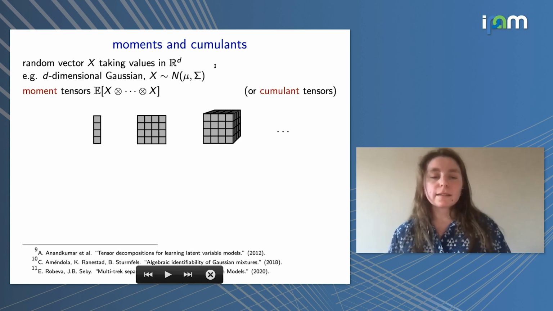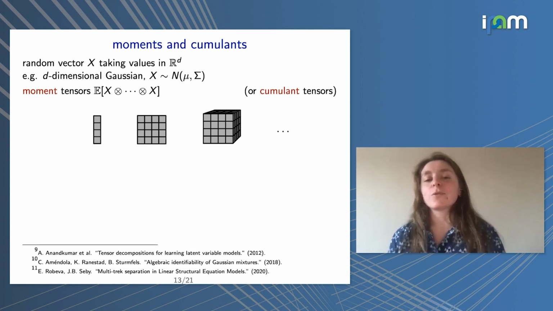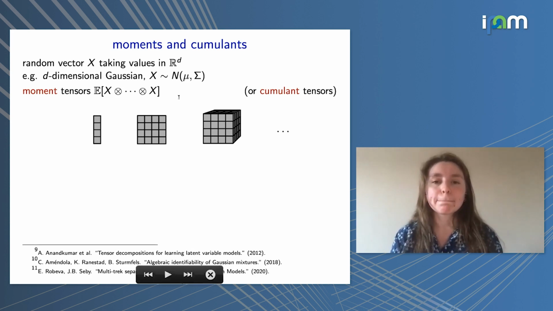All right, and given a distribution like this one, you can compute its moment tensors, which are the expected value of the random vector tensor product with itself some number of times. So this will give us, in principle, an infinite sequence of tensors. But in practice, we'll stop at some point.